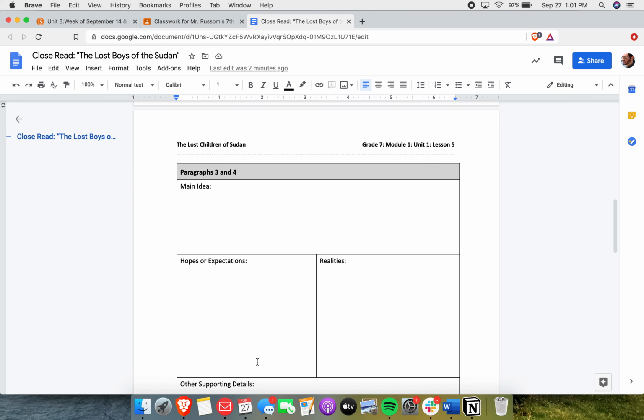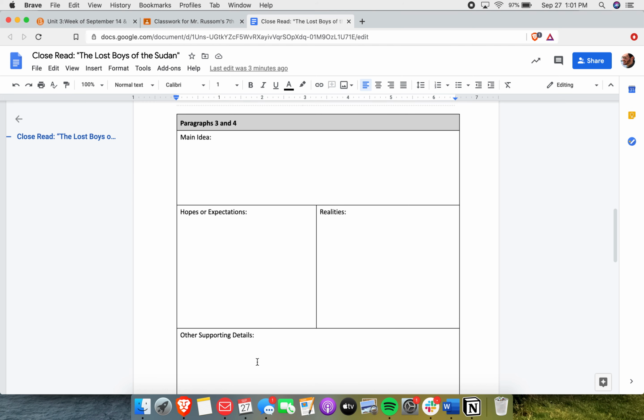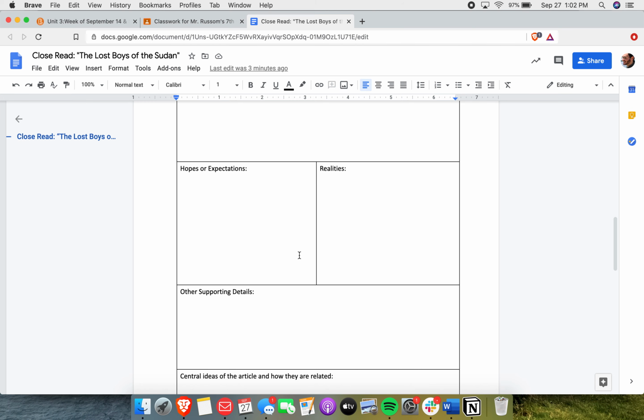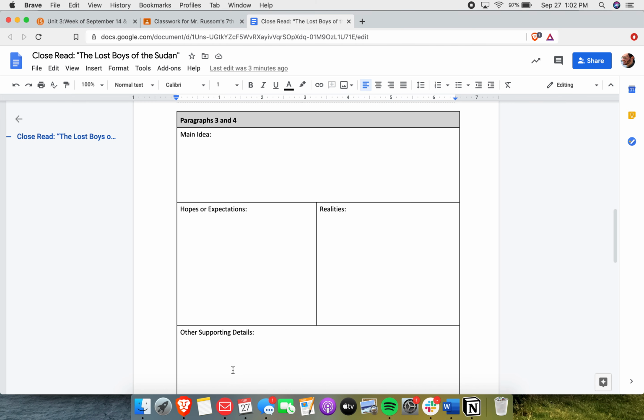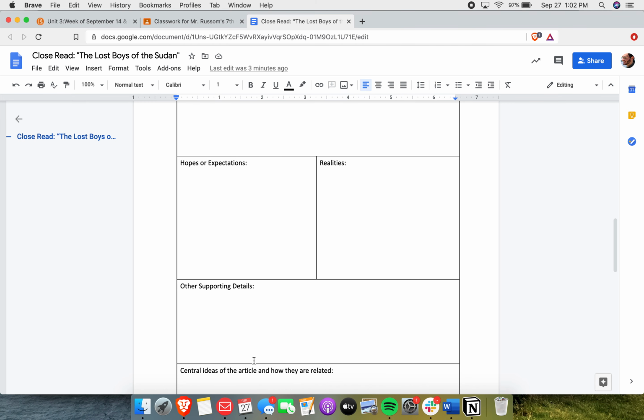Moving along to paragraphs 3 and 4, this is the box that we worked on in our breakout rooms on Friday. So we're doing the same thing at the top. We're reading paragraphs 3 and 4, and they have the same main idea. Both of those paragraphs are doing the same thing. So you can read those paragraphs and come up with the main idea here. Now below, you'll do a couple things. You can stick your supporting details in this box down here, other supporting details.